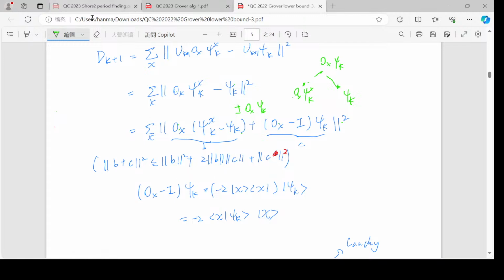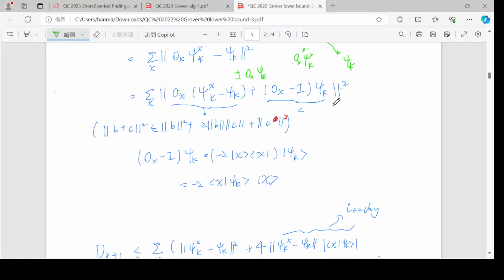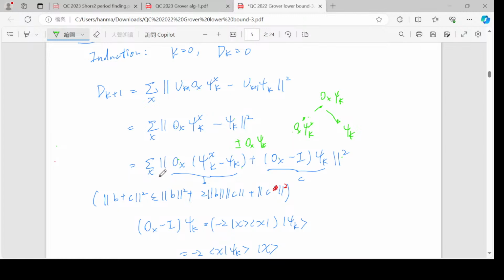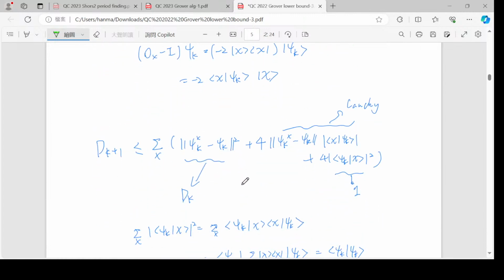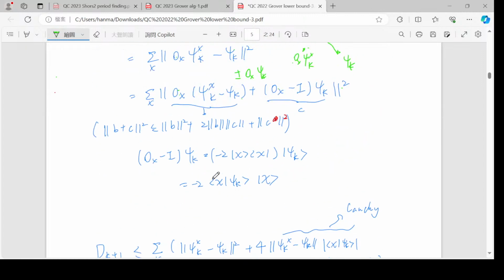Okay, so let's bound. We basically need to bound the norm of B and the norm of C, and there is still a summation outside. Anyway, we'll need to bound norm B and norm C under summation. The first thing we do is deal with this C term. So what is the C term for some x? Now we actually look back to our O_x.